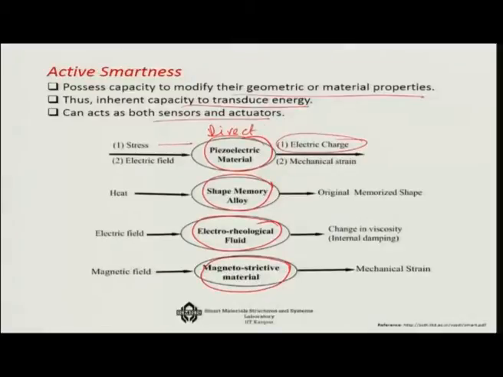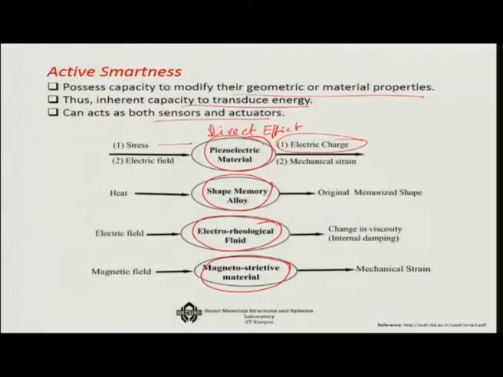So sugar crystal, Rochelle salts, these are some of the naturally available piezoelectric materials which will show this piezoelectric effect. And this effect, that the stress is producing an electric field discharge, I will talk about it later on, but this is also known as the direct effect of piezoelectricity.